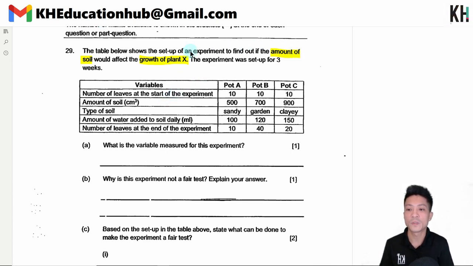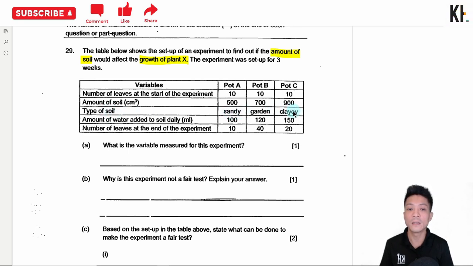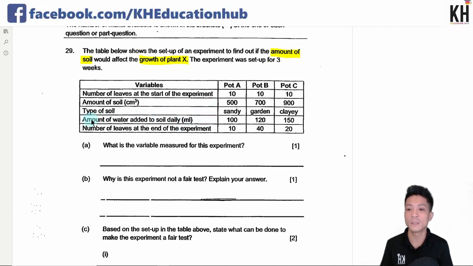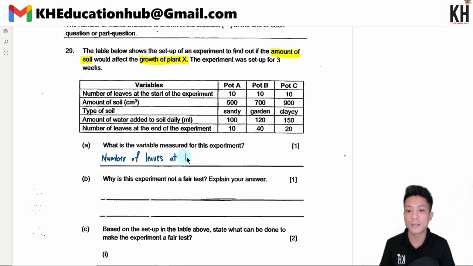In this case, the amount of soil should be the changed variable, and the growth of plant X will be the measured variable. The number of leaves at the start of the experiment, the amount of soil is changed. The type of soil is sandy, garden, and clayey. They also changed the type of soil, which means this experiment is probably not a fair experiment. The amount of water added to the soil daily is also different. For part A, what is the variable measured for this experiment? The variable measured will be the number of leaves at the end of the experiment.